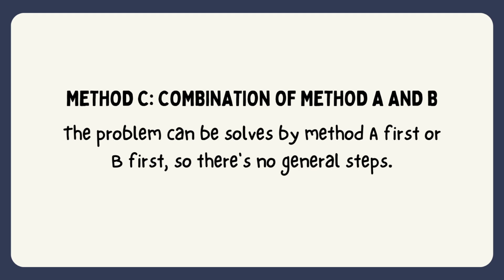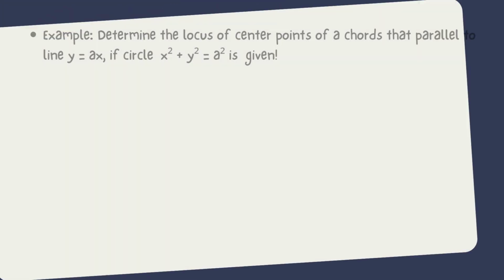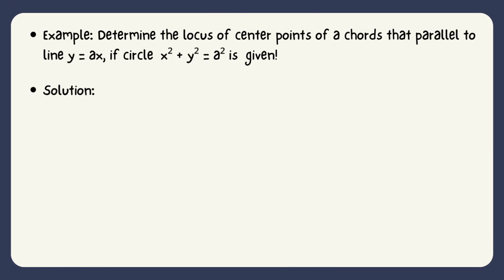Method C: combination of methods A and B. The problem can be solved by method A first or B first, so there are no general steps. Example: determine the locus of center points of a chord that is parallel to the line y equals ax, if the circle x squared plus y squared equals a squared is given.